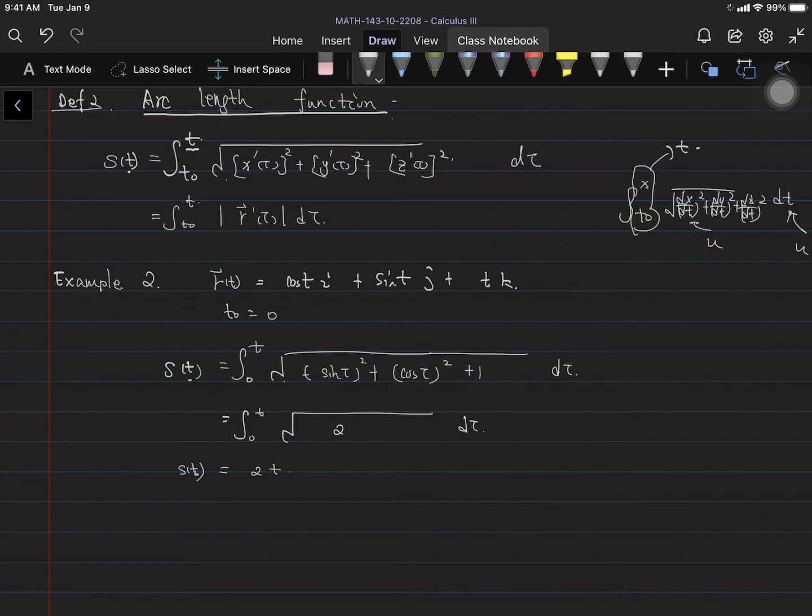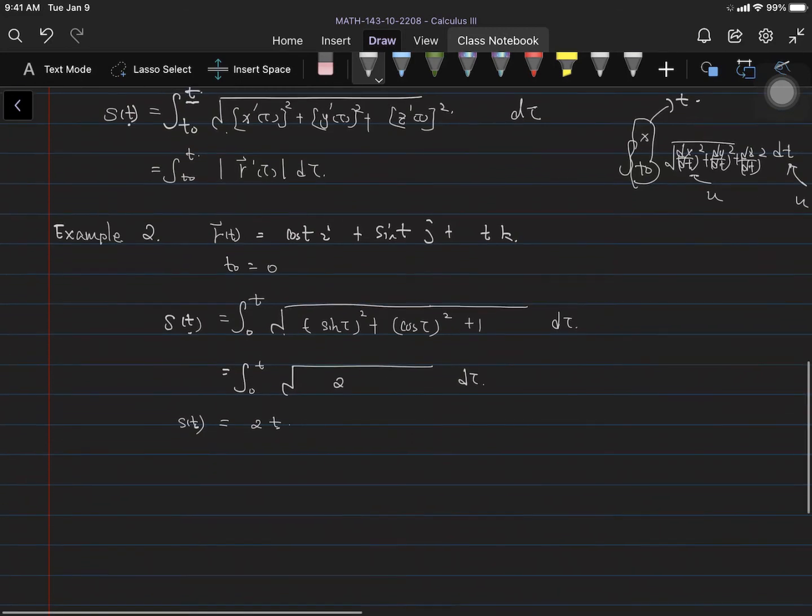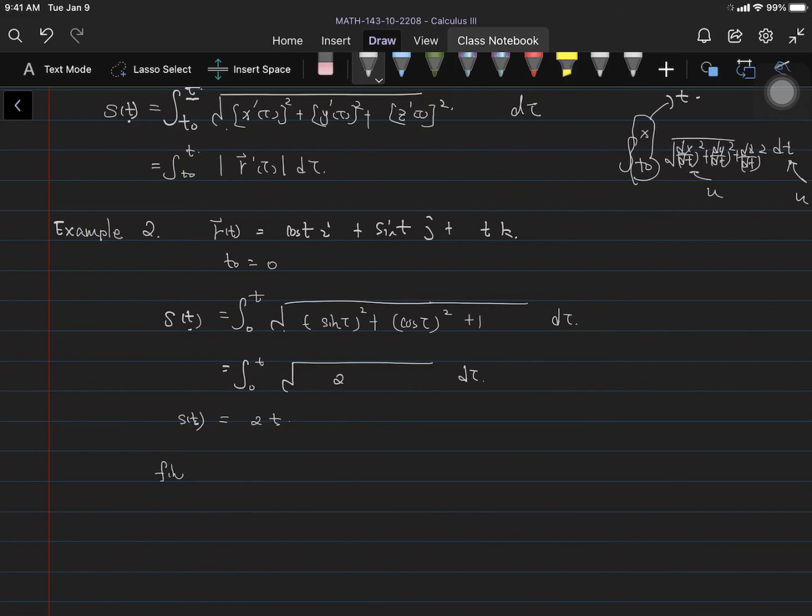S(t), actually the arc length now is a function in terms of t. For example, if I ask you to find the arc length from 0 to 5, that means s(5) equals 10, right? So if we want to find the arc length from 0 to 100, what's the meaning of that one? That means we are looking for s(100), which is 2 times 100, which is 200. So by using the arc length function, you can find the arc length pretty quickly.